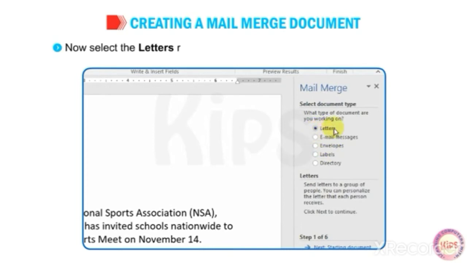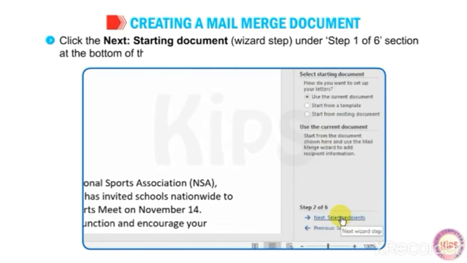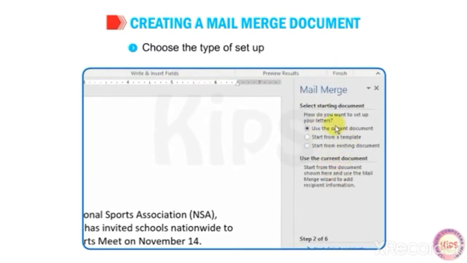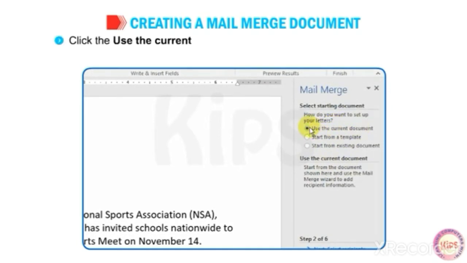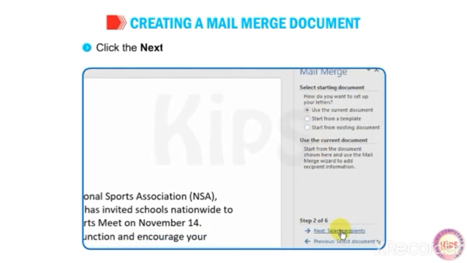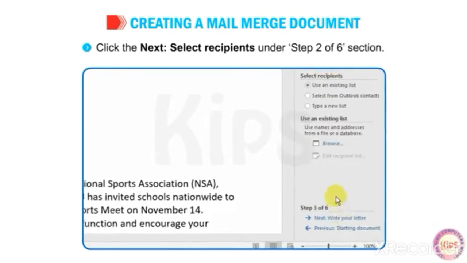Now select the Letter radio button as you can see here under the Select document type section. Click the Next: Starting document. Wizard setup under the Step 1 of 6 section at the bottom of the task pane. Choose the type of setup for your letters. Click the Use the current document radio button under the Select starting document section. Click the Next: Select recipients under the Step 2 of 6 section.